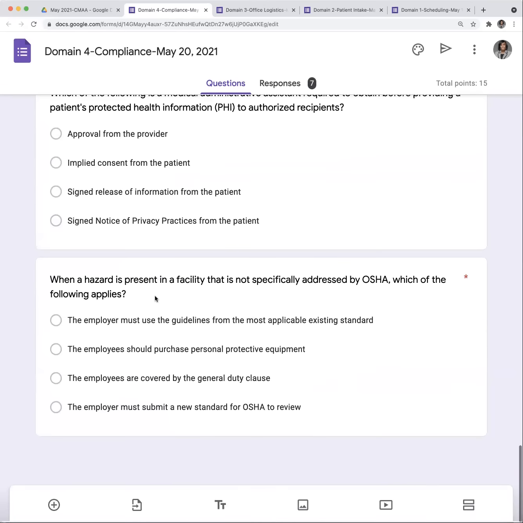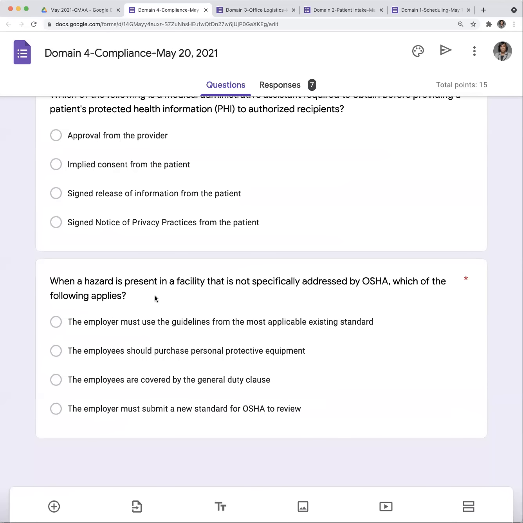When a hazard is present in a facility that is not specifically addressed by OSHA, what should we do? Or what should we know? The first one, the employer must use the guidelines from the most applicable existing standard. The employees are covered by the general duty clause. I'm going to say this one more time: make sure you read that packet.